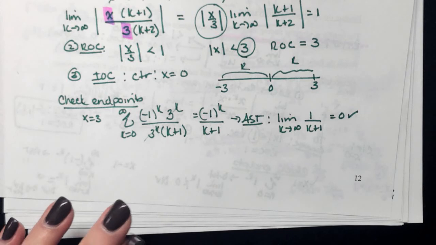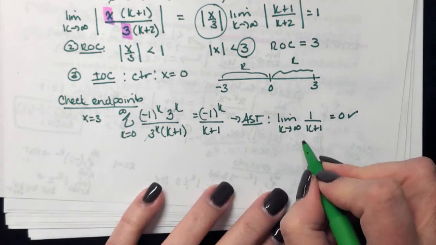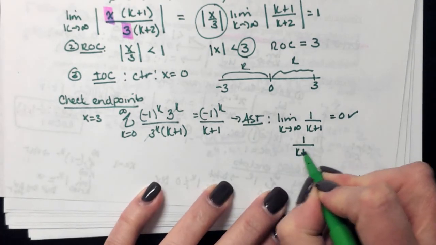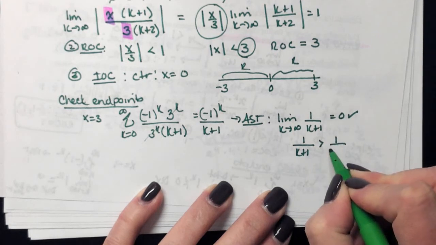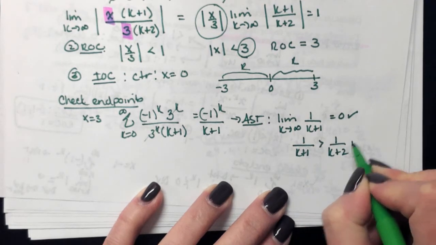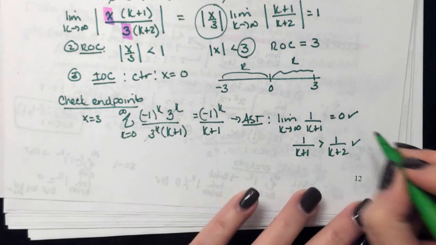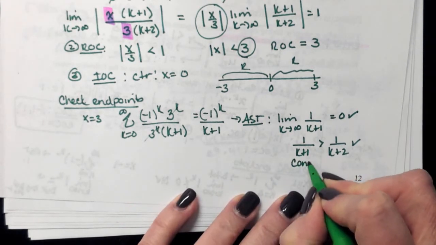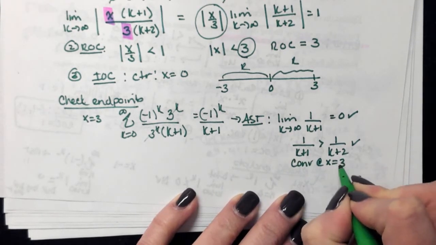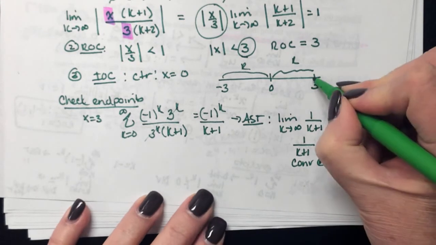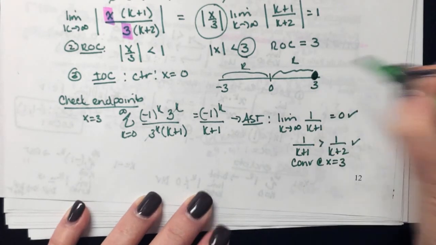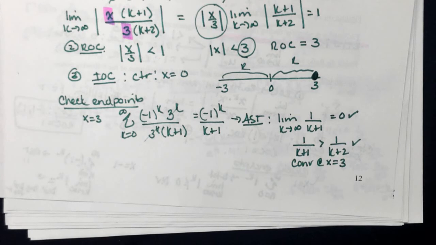What's the second condition you have to check? Decreasing. So we have to check that 1 over k plus 1 is greater than 1 over k plus 1 plus 1, or 1 over k plus 2, which it is. So therefore we know that it is going to converge at x equals 3. So we are going to include 3 in my interval of convergence.